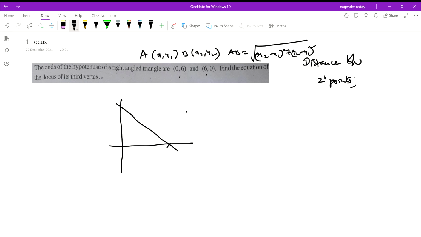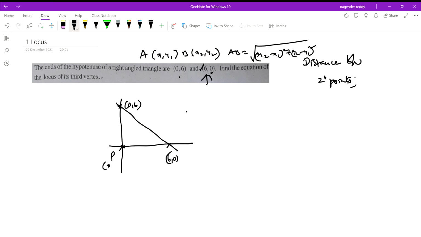Just observe that a point whose ordinate is 0 lies on the x-axis, and a point whose abscissa is 0 is on the y-axis. So this point will come here, (6, 0), and this point will come here, (0, 6). Now he's asking to find the equation of the locus of its third vertex. See, P is here.